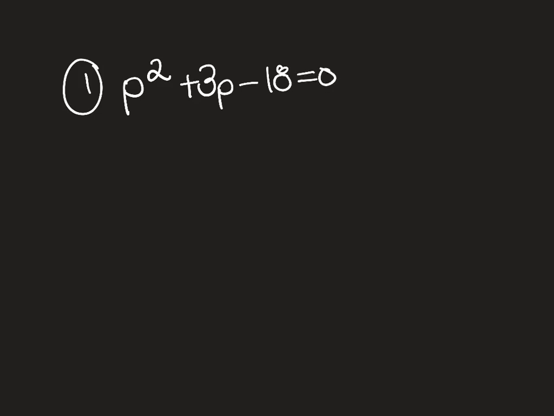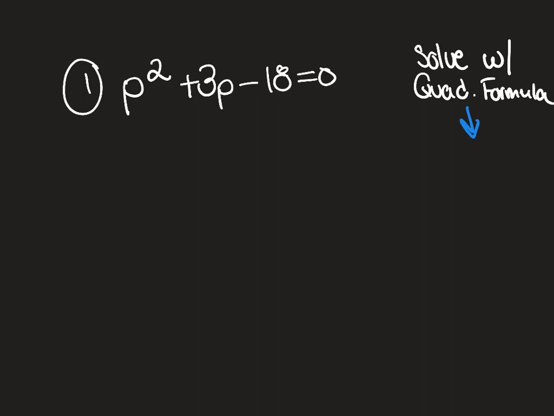So number 1 says p squared plus 3p minus 18 equals 0. And the directions say I need to solve with the quadratic formula. So let's review what the quadratic formula is really quick. Let's write it down on our paper.